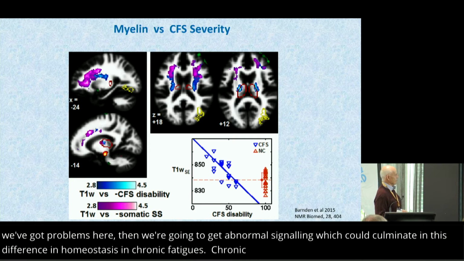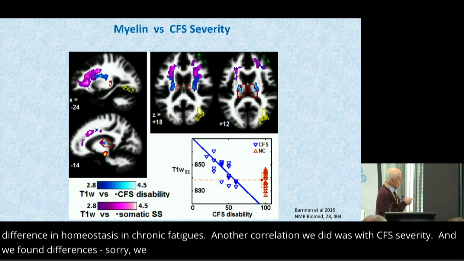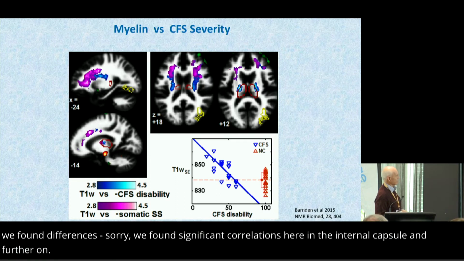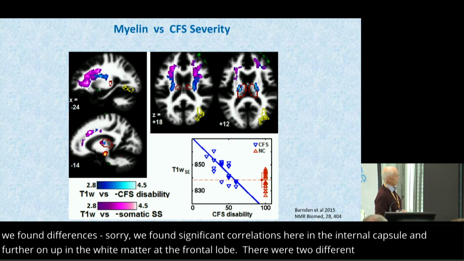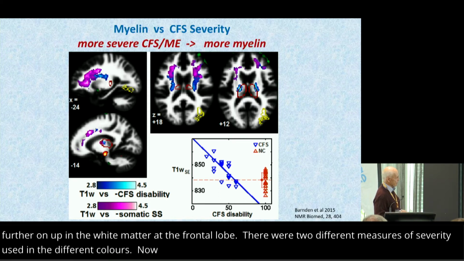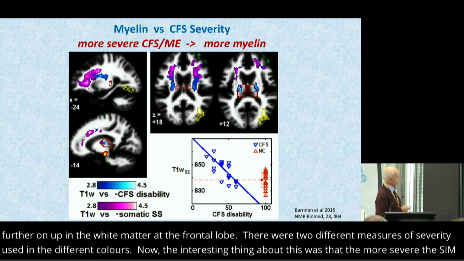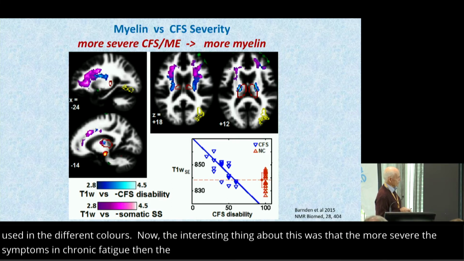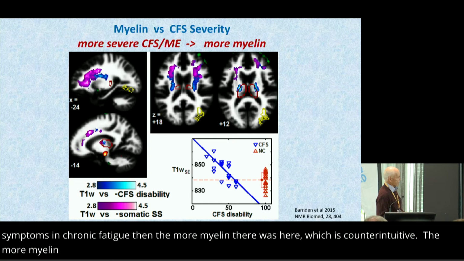Another correlation we did was with CFS severity, and we found significant correlations here in the internal capsule and further on up in the white matter of the frontal lobe. There were two different measures of severity used in the different colours. Now, the interesting thing about this was that the more severe the symptoms in chronic fatigue, then the more myelin there was here, which is counterintuitive. The more myelin, the better the nerve transmission. And so what's going on?